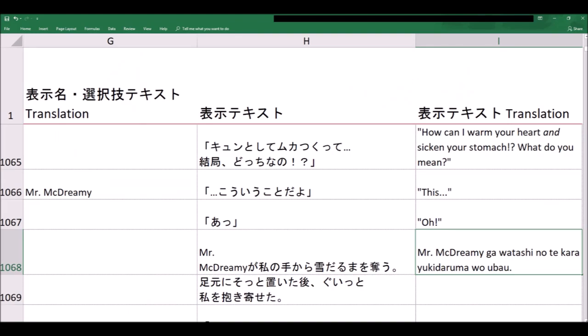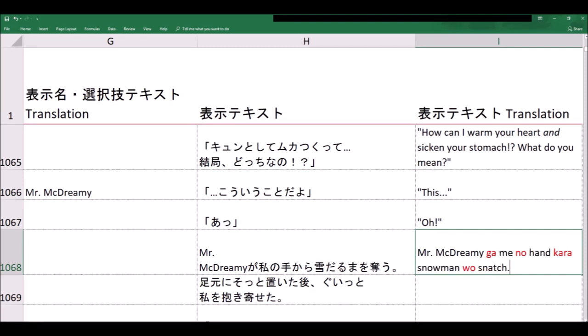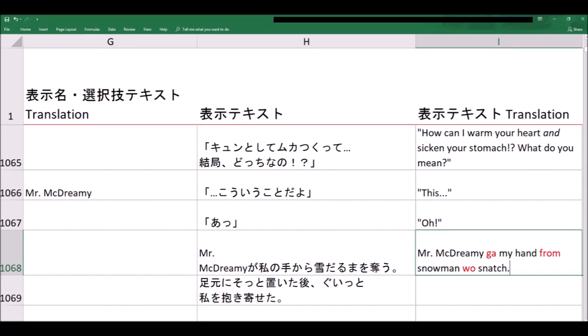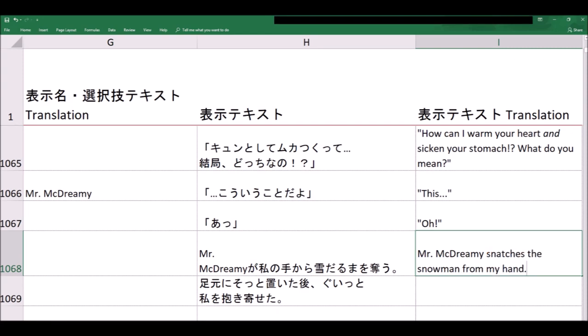Mr. McDreamy ga watashi no te kara yukidaruma o ubau. First we change the particles to red. Now I'll translate the words in black. Watashi means me or I. Te means hand, yukidaruma means snowman, and ubau means to snatch or to steal or to grab. The particle no after watashi changes it from me to my. Kara means from the noun that immediately precedes it. In this case, it's watashi no te, or my hand, so watashi no te kara becomes from my hand. Then, rearranging the word order so it makes sense, it's Mr. McDreamy snatches the snowman from my hand.